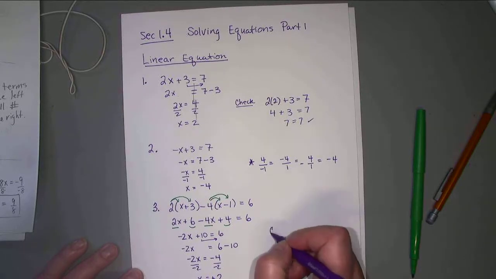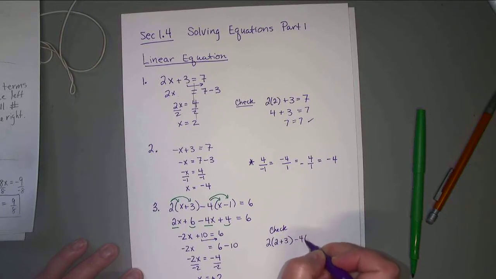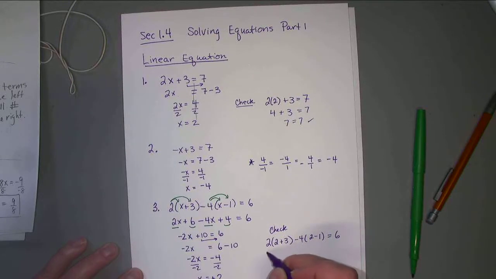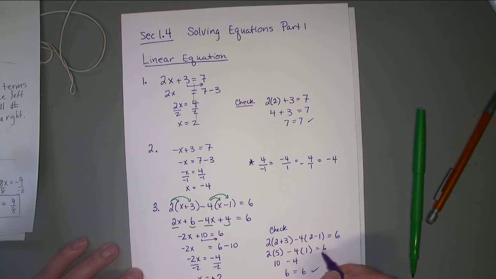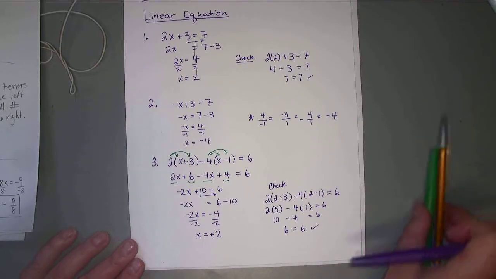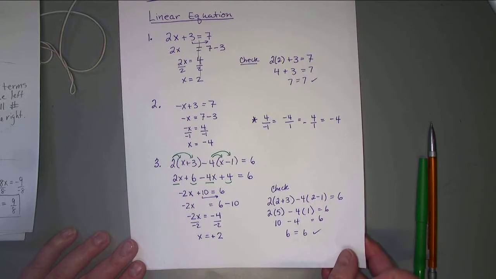And again, you could check your answer with any of these. So just take the original, and everywhere there was an x, we're going to plug in the 2. And hopefully it will work out to 6. So this is 2 times 5 minus 4 times 2 minus 1 is 1. 10 minus 4, just 6. Okay, so that would be number 3. Number 4.